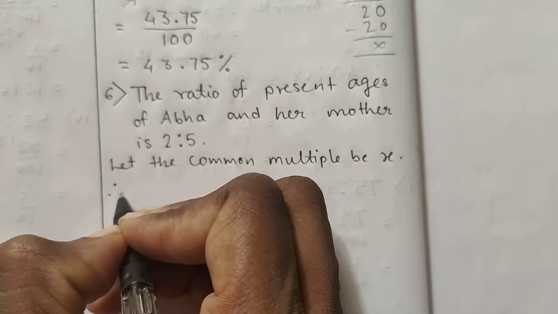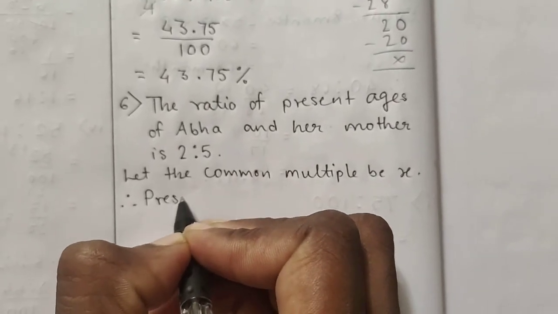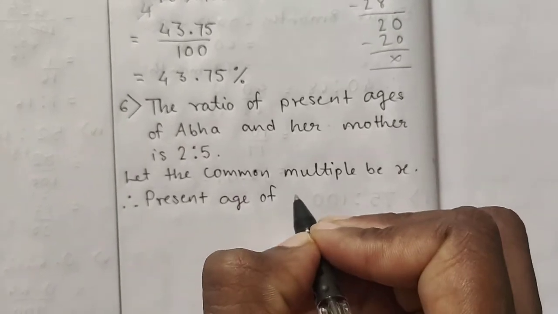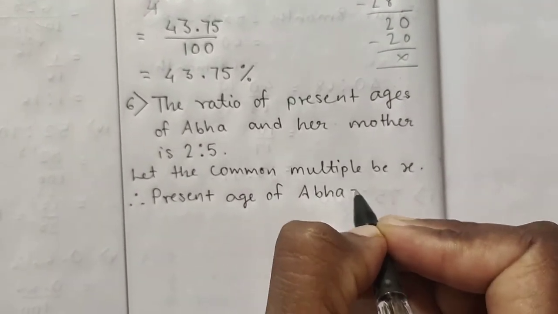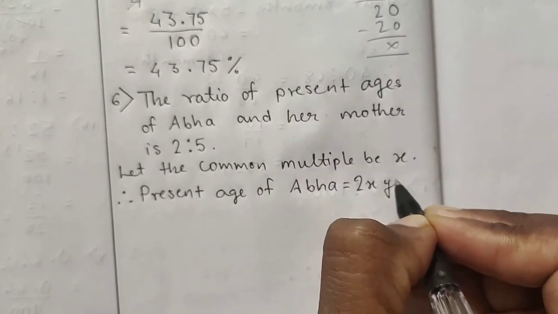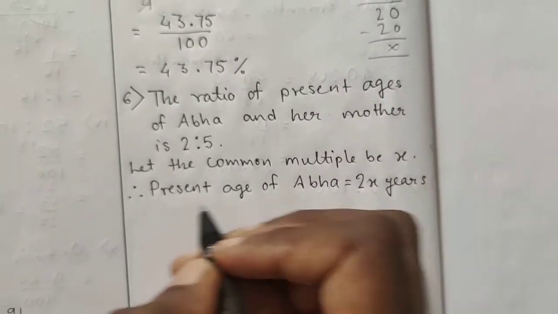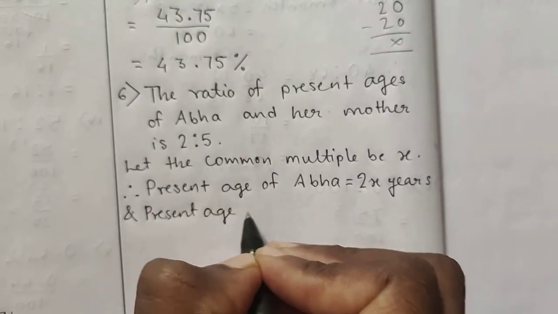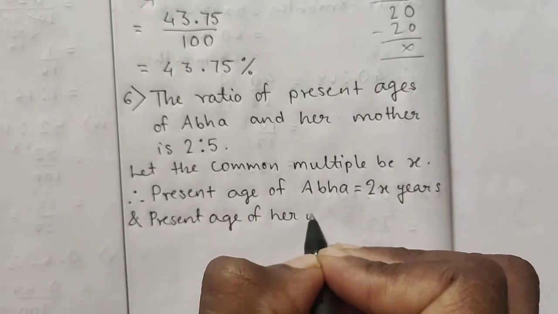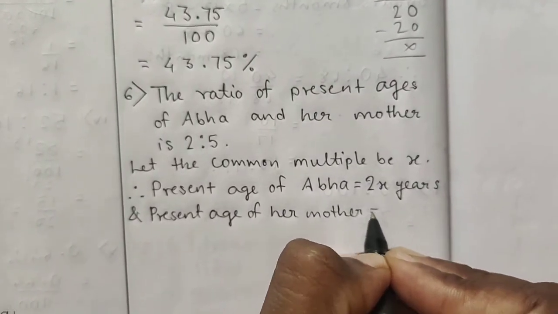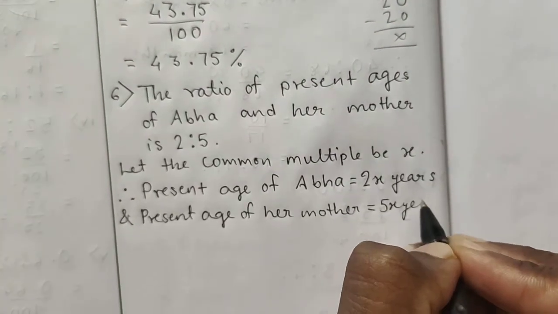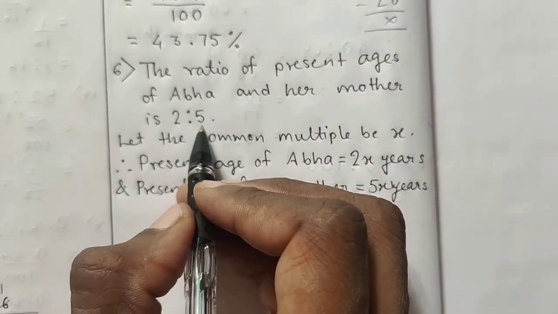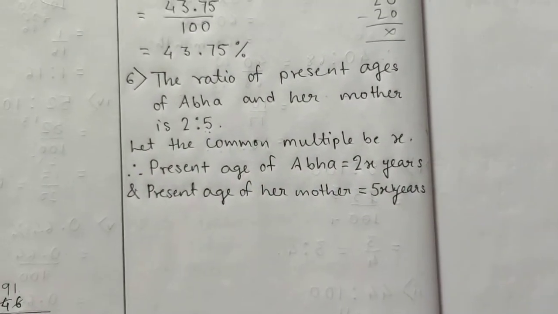So you can have, therefore, present age of Abha is equal to what? 2x years, and present age of her mother is what? 5x years. Understood now? Why 5x years? Because this is 5. For mother 5 is there and for Abha 2 is there.